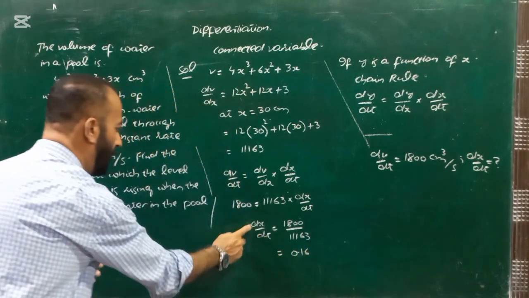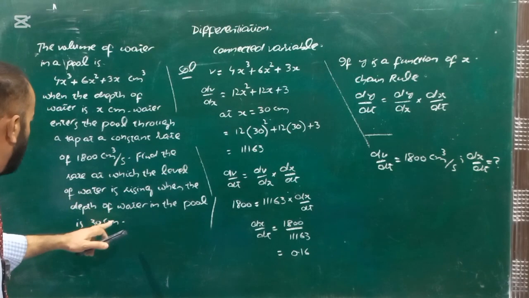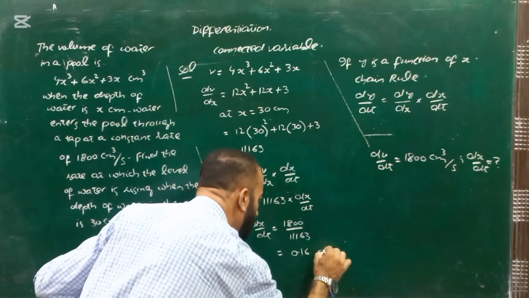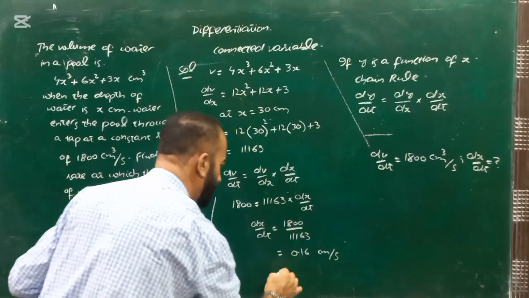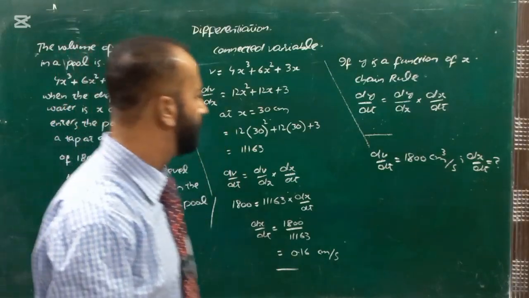Because this is the level of the water in centimeters, centimeter per second is the unit. So this is the answer.